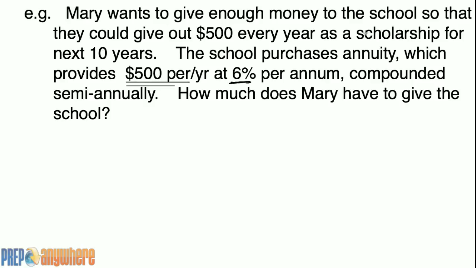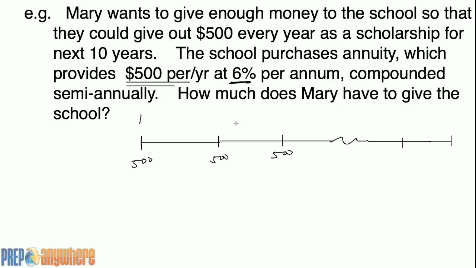Okay, so this is a problem with you pulling out. We're giving out money every year, but the interest is compounded semi-annually. Okay, so there's $500 here, $500 here. Right, 1, 2. How many years did she want to do this for? 10 years. Okay, let me write out the 500.